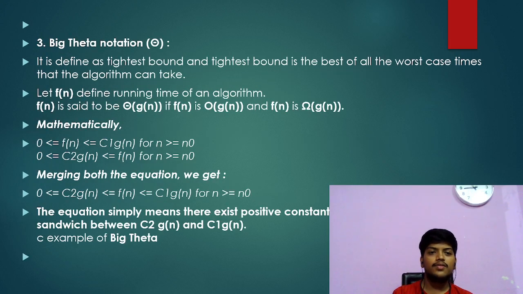Big Theta is defined as the tightest bound, and the tightest bound is the best of the worst case times, where f of n is defined as the running time of an algorithm. Mathematically, we can write 0 is less than or equal to c1 of g of n, less than or equal to f of n, and n is greater than or equal to n naught. Merging both, we get 0 is less than or equal to c1 of g of n, less than or equal to f of n, less than or equal to c2 of g of n, for all n greater than or equal to n naught. This means that there exist some positive constants, c1 as well as c2.